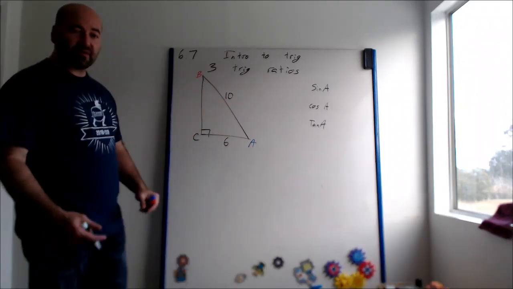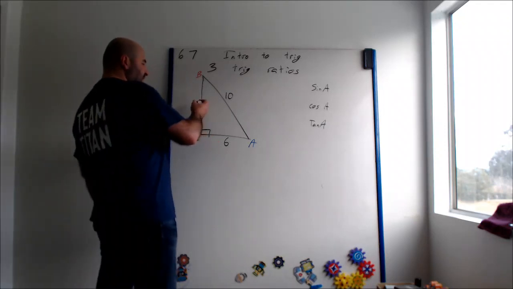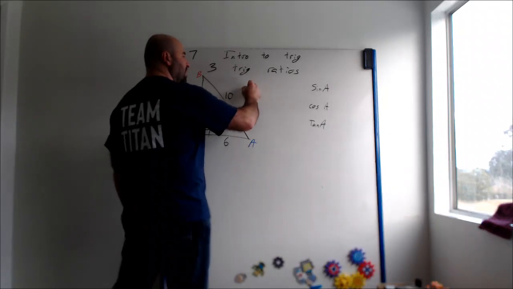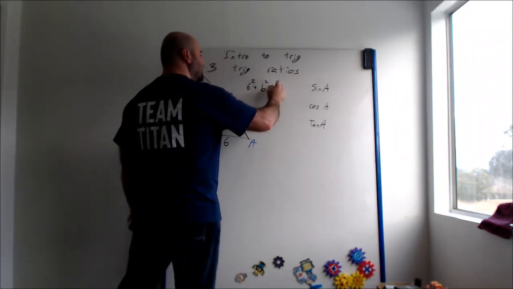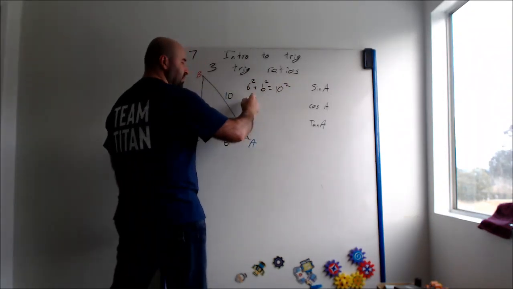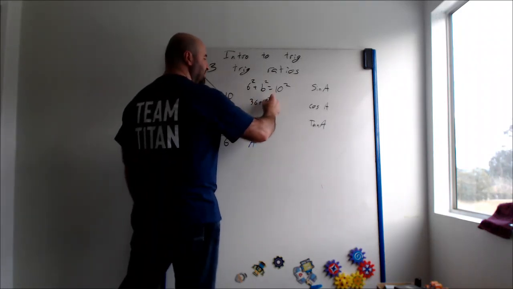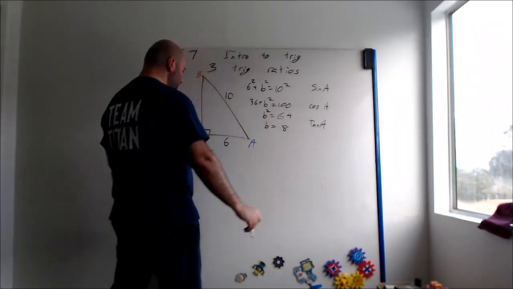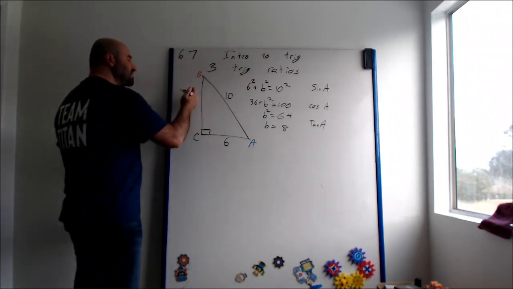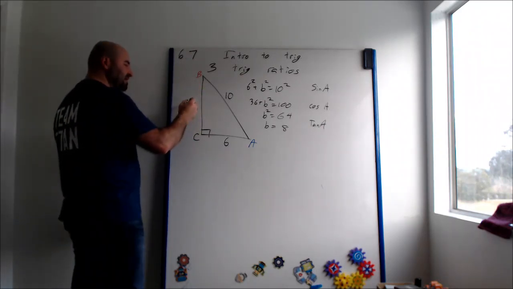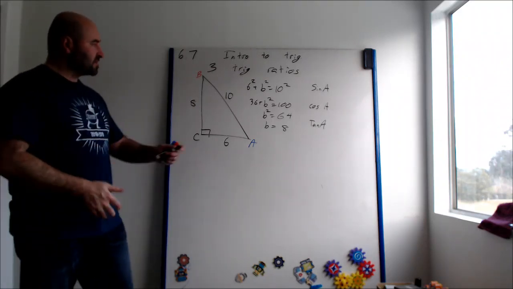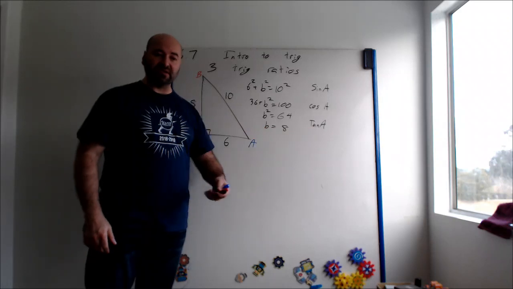But first, let's find this missing side. We can use the Pythagorean theorem here: 6 squared plus B squared is equal to 10 squared. So 36 plus B squared is equal to 100. B squared is 64. B is 8. So that's the extra step that we had to go through, to find this.